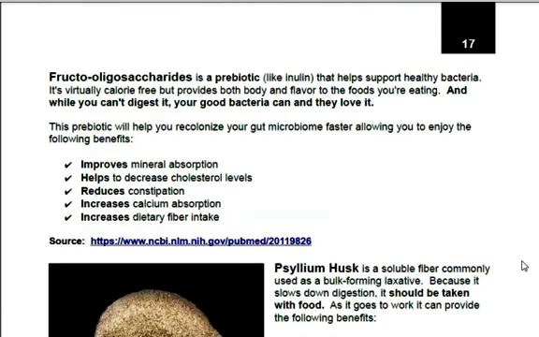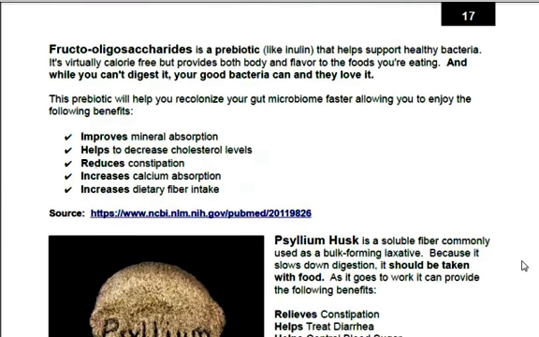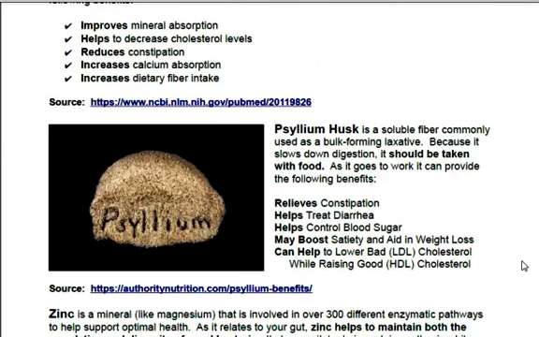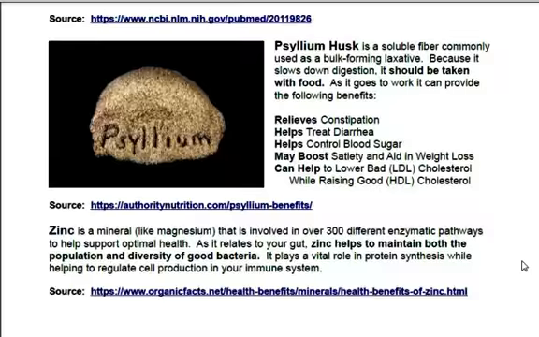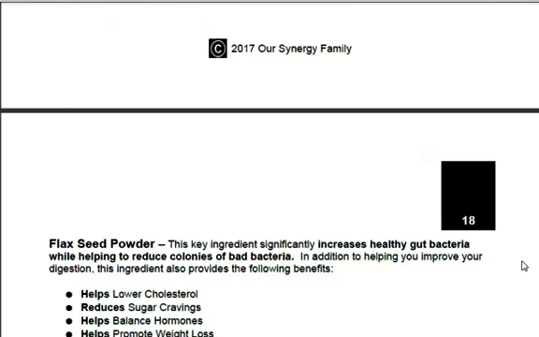And then we have the hardest word that you're most likely going to have to learn: oligosaccharides. I still have problems with it. Again, if you have problems with it, just point to it and tell them that's a prebiotic that you want to make sure that you get because it's like inulin. And then we've got, I think it's psyllium husk. And we go down through here and we have zinc and we have flax seed powder.